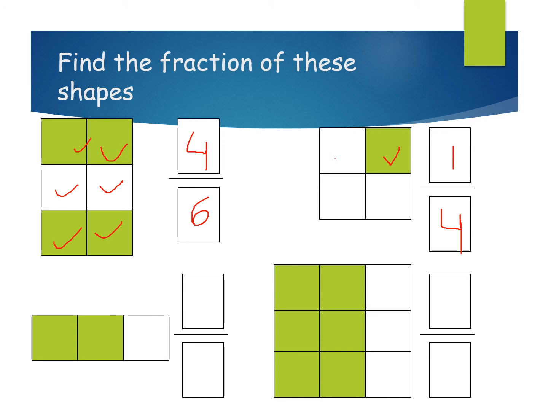In the next figure, we have total 2 parts shaded. So we will write it in the numerator. And total how many parts are there? Total equal parts? Yes, it is 3. So we will write 3 over here. Okay, in the next figure we have total 6 parts shaded. So we will write 6 in the numerator. And how many total equal parts are there? Yes, it is 9. So our fraction will be 6 over 9.